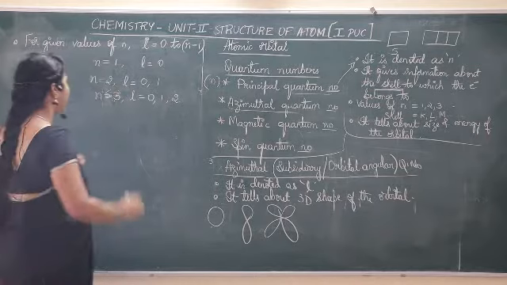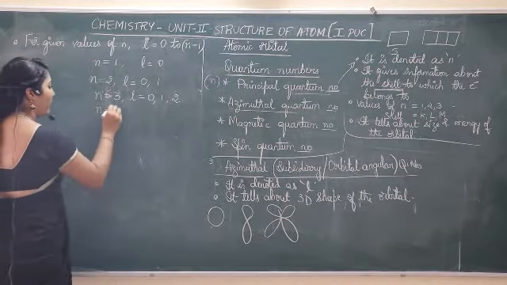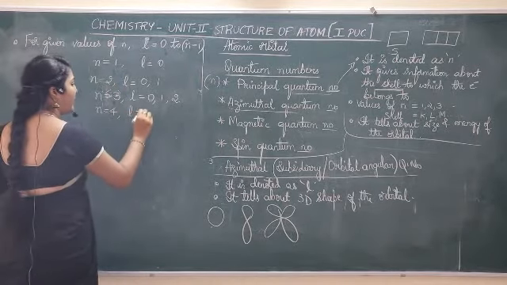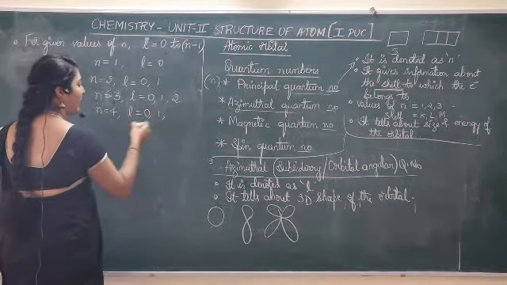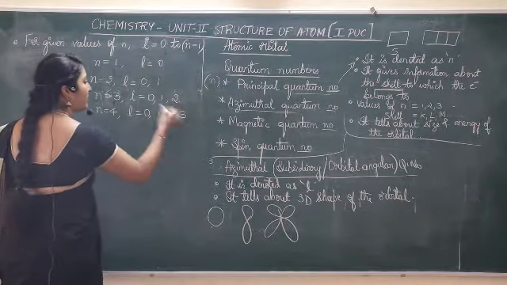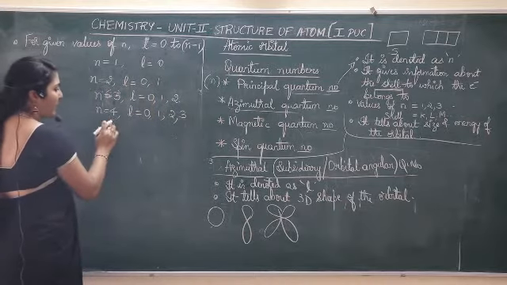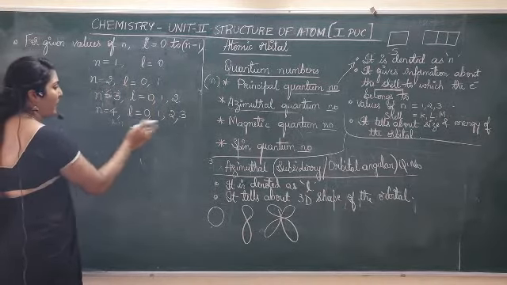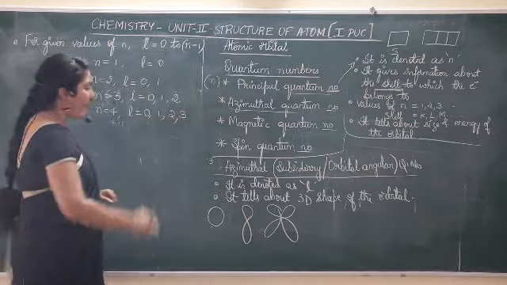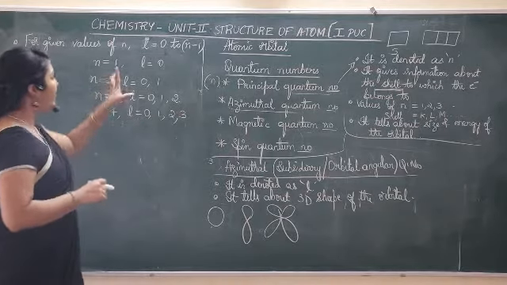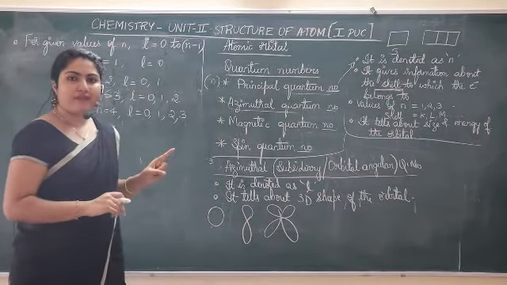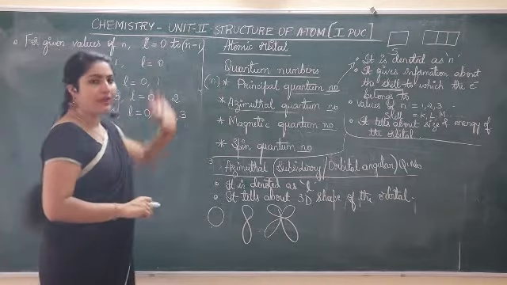If n is equal to 4, then L value will be 0, 1, 2, 3. That means 0 to n minus 1. n minus 1 means 4 minus 1, 3. So up to 3 we have to write the values. So this is about the values of L. Values of L always ranges from 0 to n minus 1.